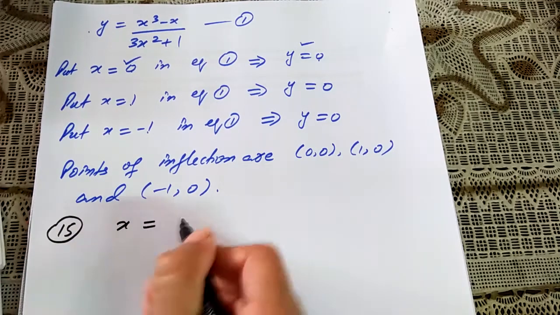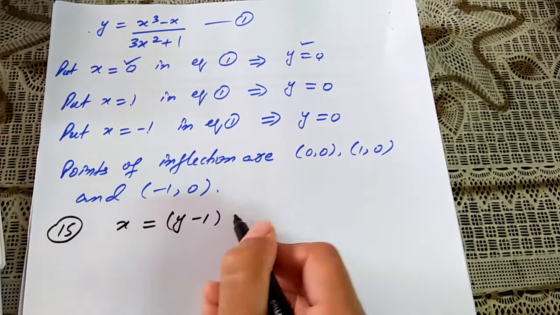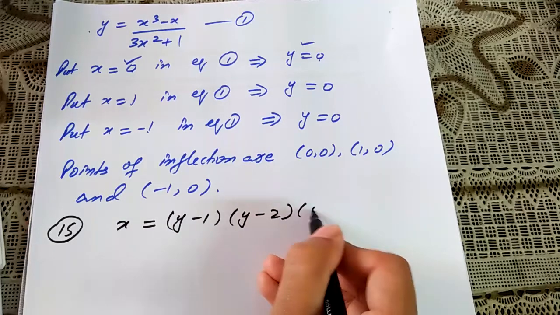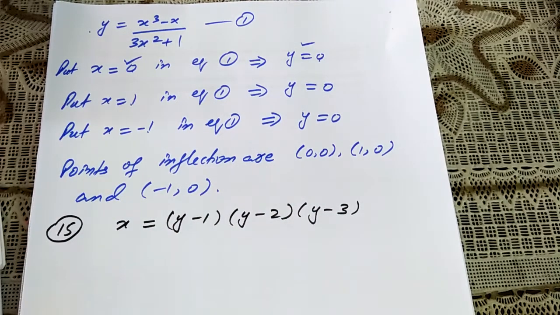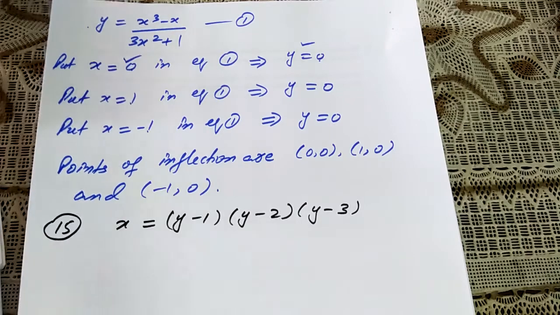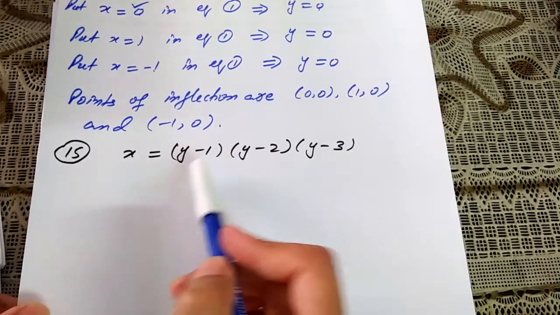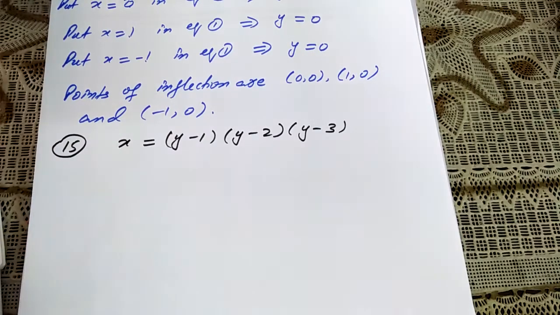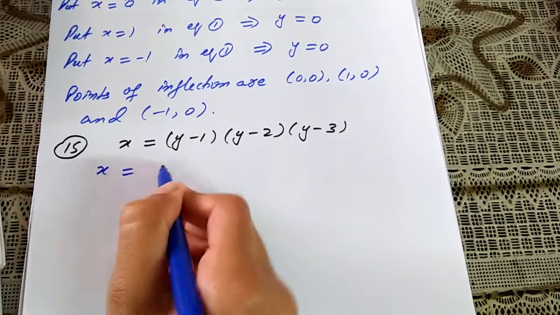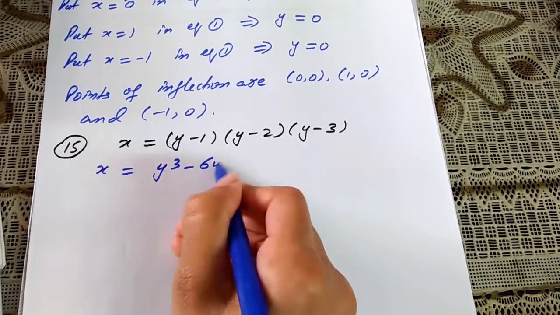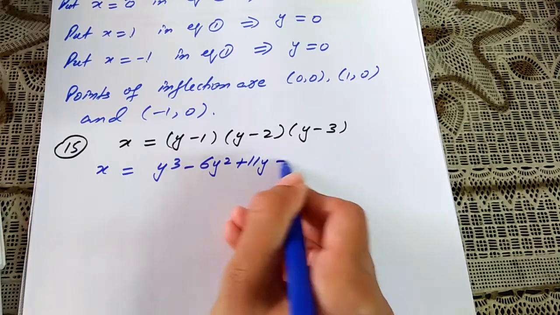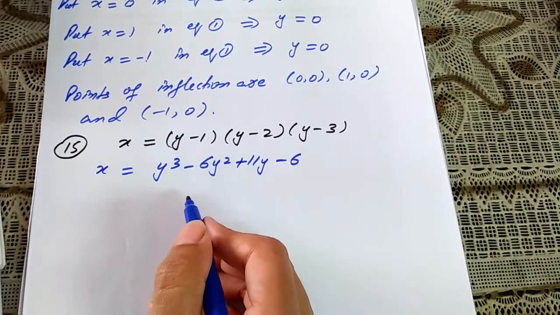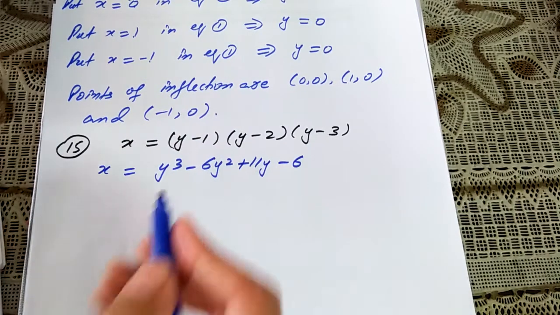That is x equals (y minus 1) into (y minus 2) into (y minus 3). Now for finding the derivative, it will be easy if we just multiply these terms, so that it will be easy to find its derivative. So x will be equal to y cube minus 6y square plus 11y minus 6 after multiplying these terms. Now we need to find the derivative.